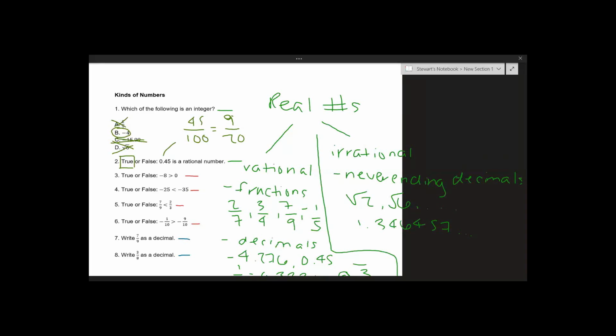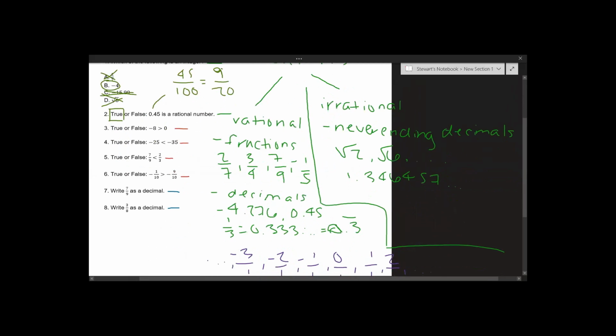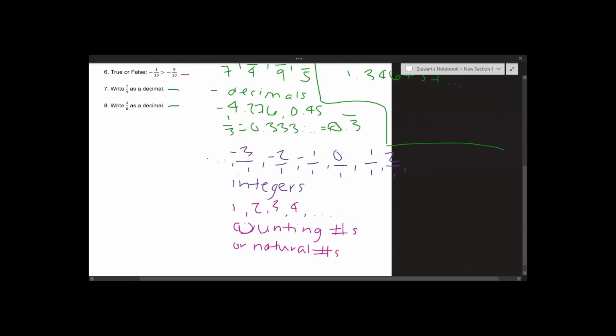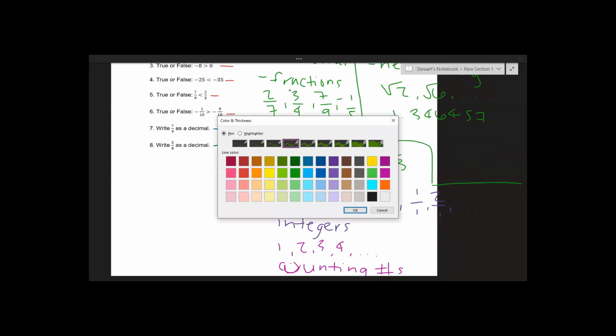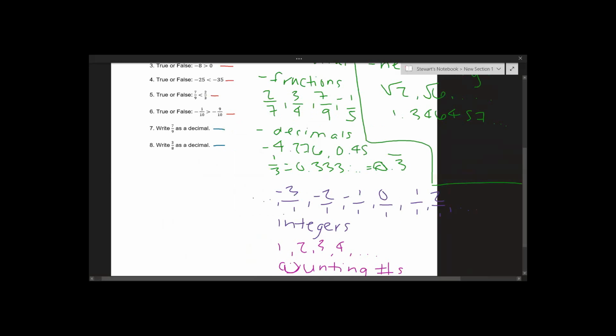Okay. So moving right along, in 3, 4, 5, and 6, we're talking about ordering numbers from least to greatest. So I will go down here for that a little bit. Okay, so when we're talking about ordering numbers from least to greatest, you always want to think about reading it from left to right.